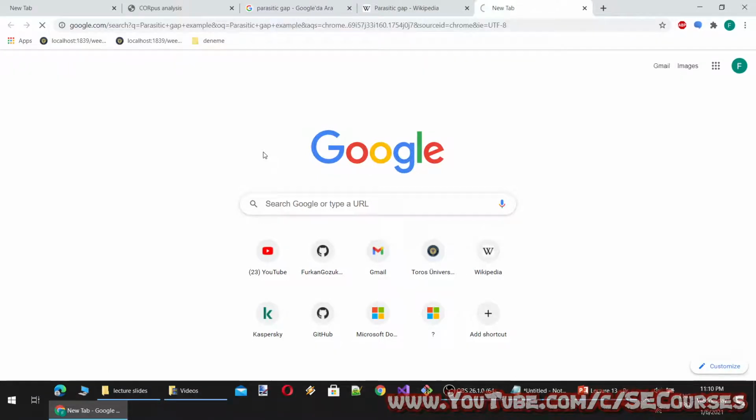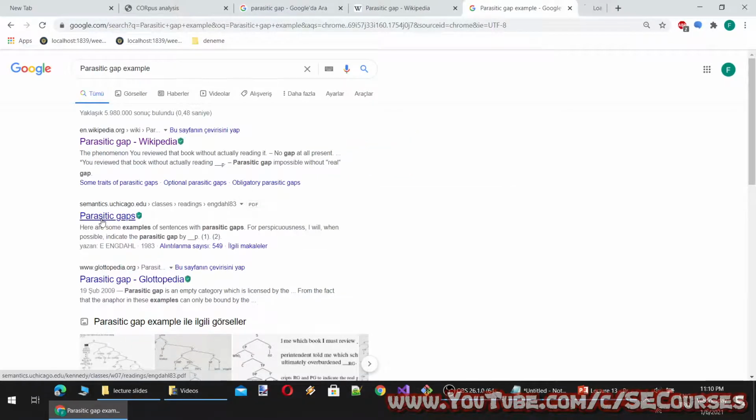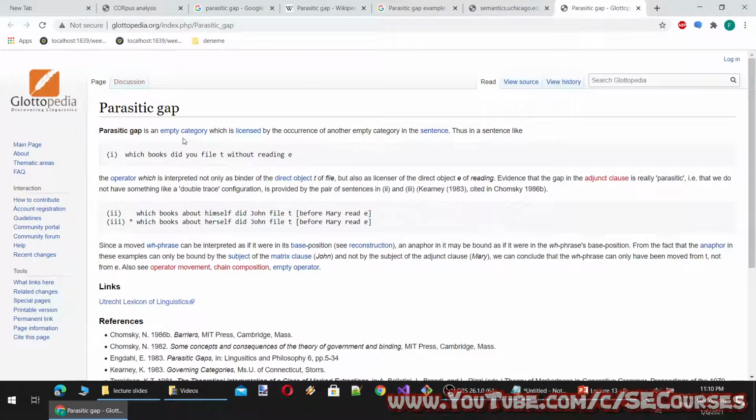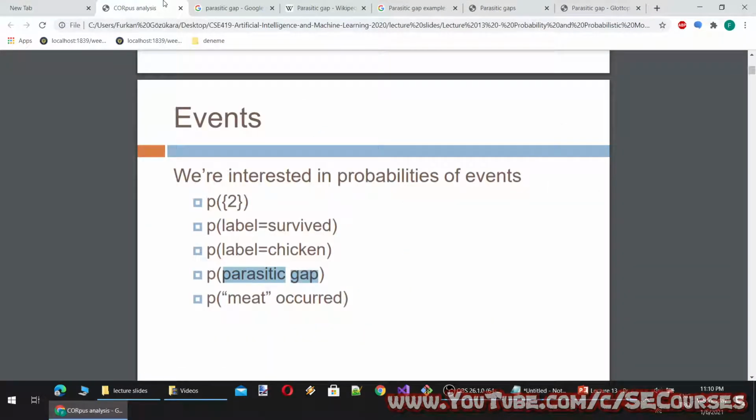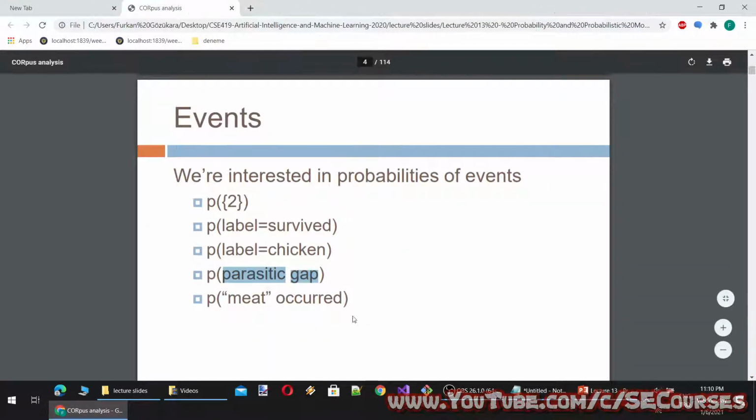So parasitic gap is a grammar thing. It is not related to our lecture right now, so anyway, I will pass it. If you are interested, you can look it up. This is something linguistic.